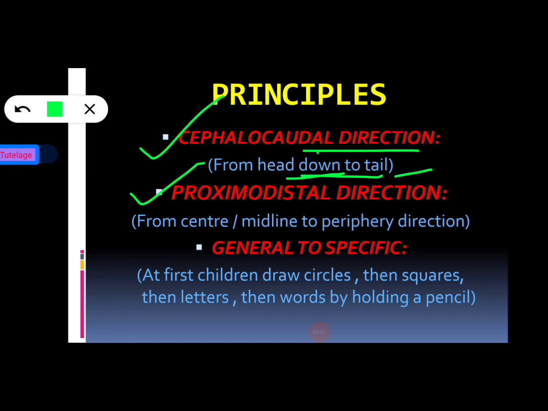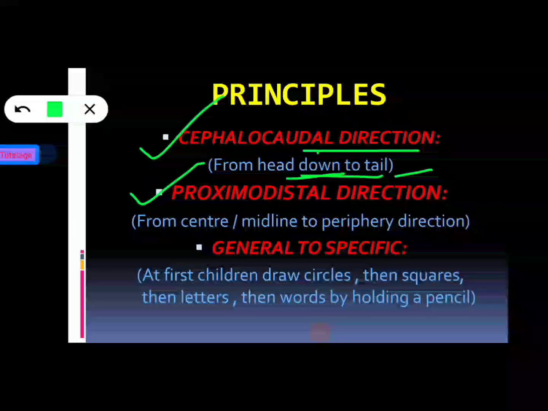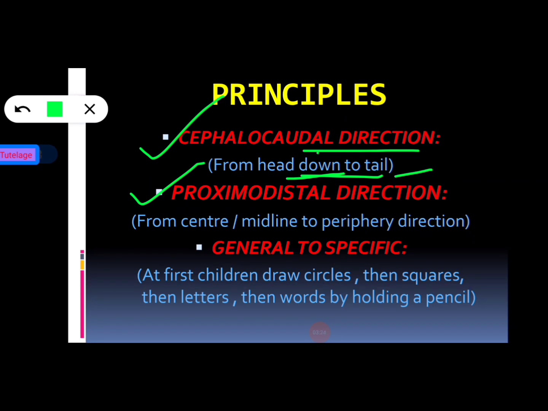For example, we can say at first arms, then hands, and then fingers. So children basically improve their capacity to function with arms at first, then they start functioning with hands and then fingers. Okay, so this process is basically called the proximodistal direction, and it is one of the important principles.